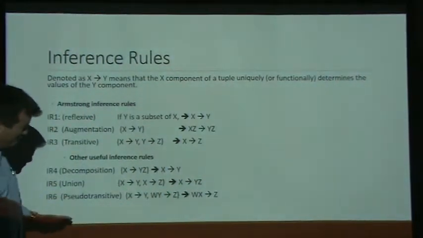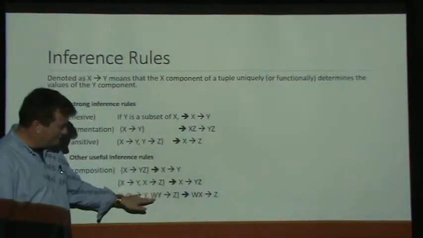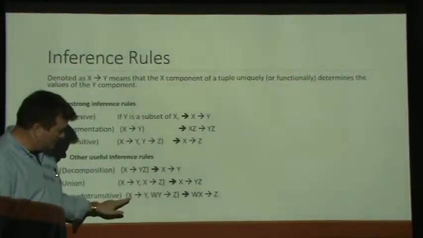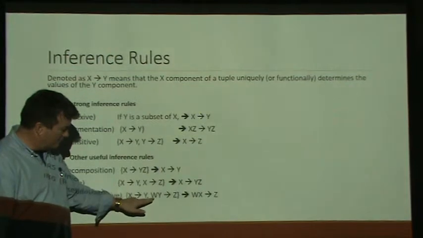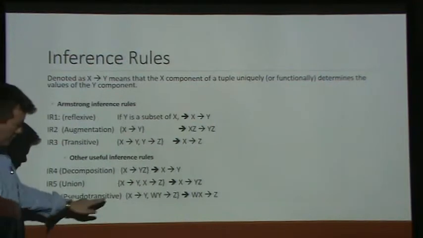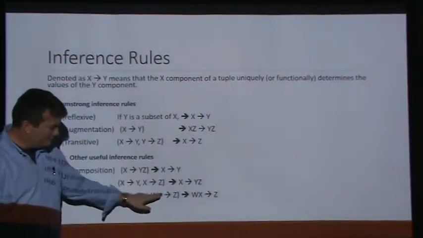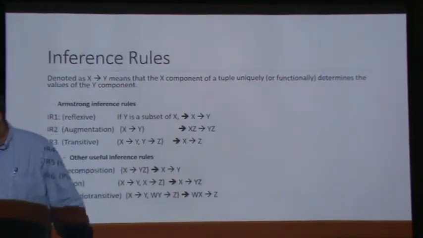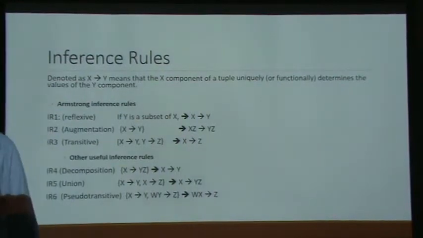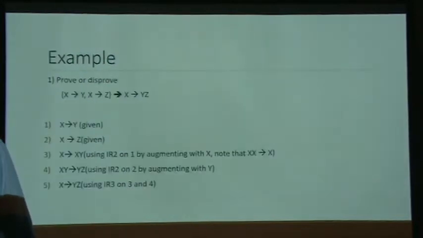And the pseudo-transitive rule is: if X could tell you what Y is, and W and Y together can tell you what Z is, then X and W could tell you what Z is. Because from X you could get Y, and then with W and Y, what you got from X, could tell you what Z is. Okay, so hopefully these are intuitive rules, and the idea is that you could keep reapplying these rules to generate new rules.